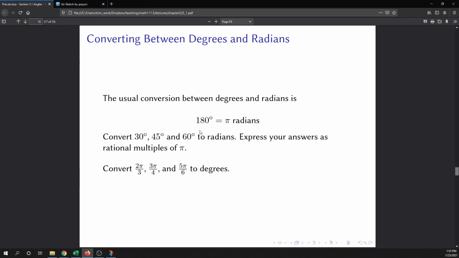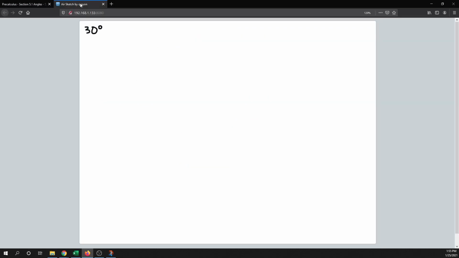All right, and to do that, what we want to do is to use this conversion factor. We want to use the fact that 180 degrees equals pi radians, all right? And so you either have to multiply by pi over 180 or 180 over pi to convert this, all right?